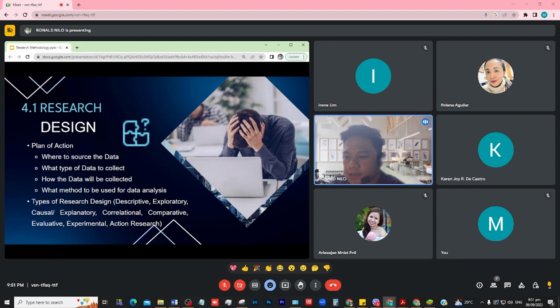In a research design, there are various types which are presented in the Blue Book. These are descriptive, exploratory, causal explanatory, correlational, comparative, evaluative, experimental, and action research.